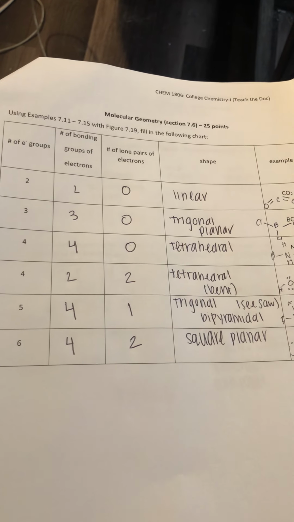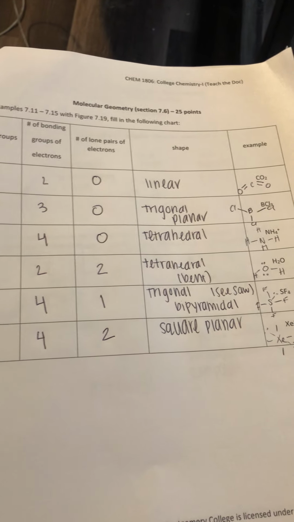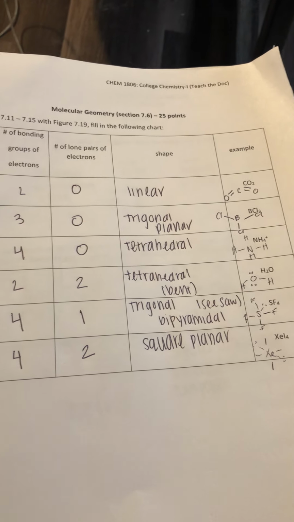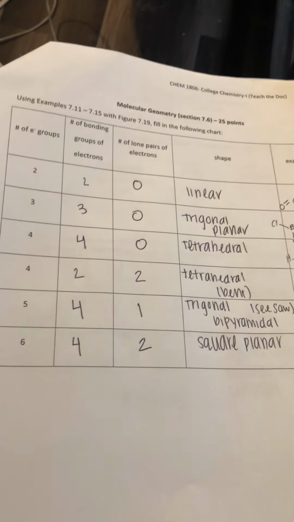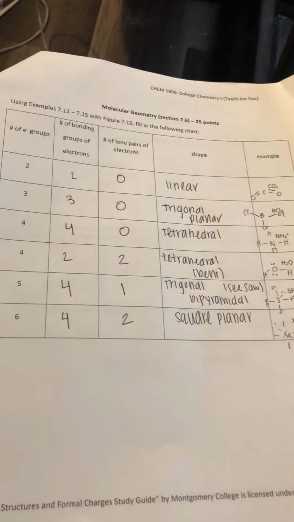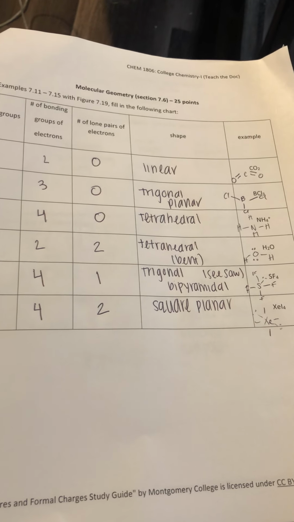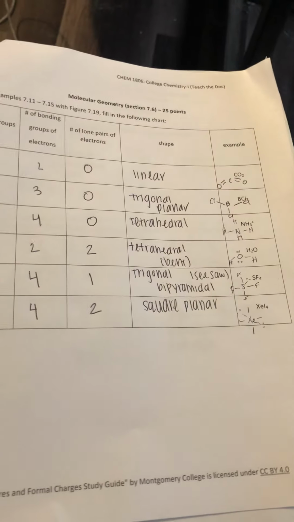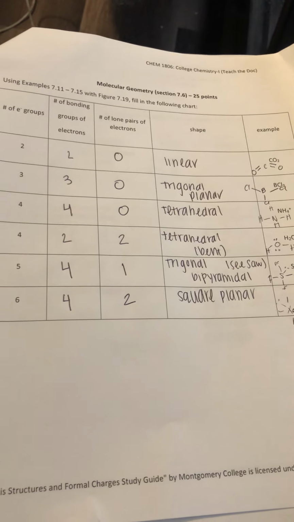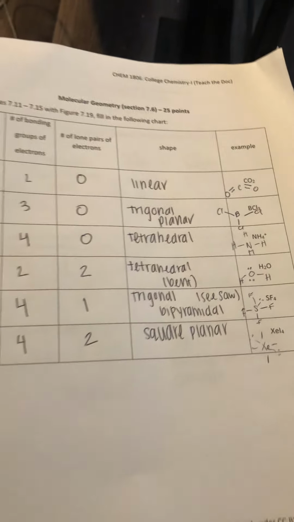So for the 3 electron groups, we have BCl3 as our example, which is going to be trigonal planar because there are 3 bonding groups of electrons, no lone pairs. The 4th one is going to be tetrahedral because it also has no lone pairs, but then 4 bonding groups of electrons seen there. And then H2O has 2 bonding groups of electrons, but 2 lone pairs on that oxygen there. So it's going to be a bent, tetrahedral shape.